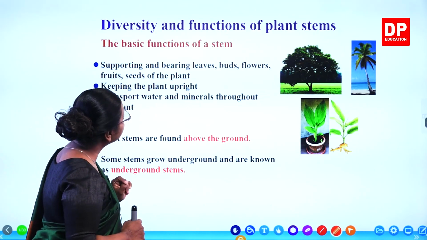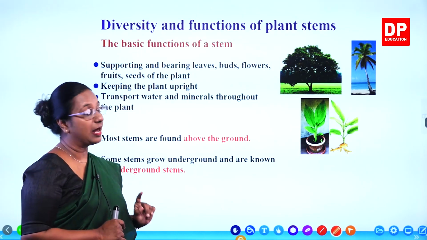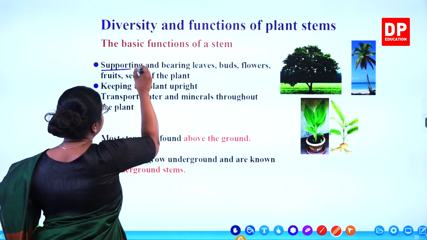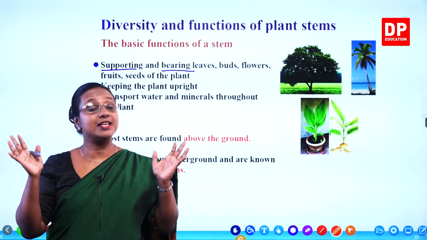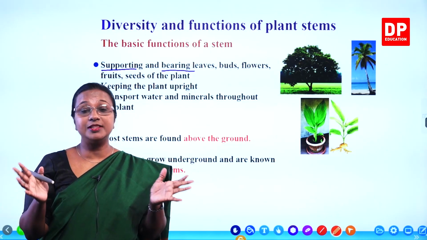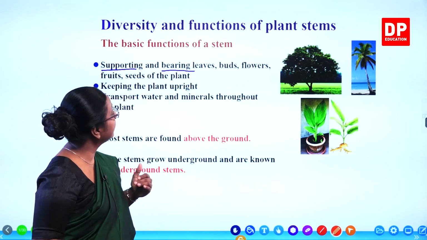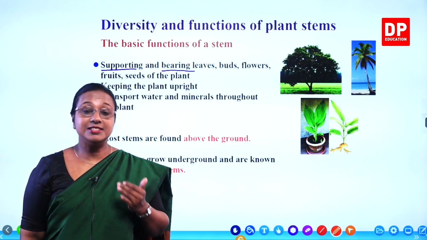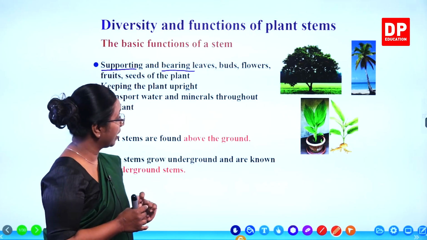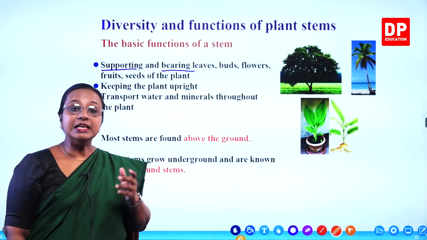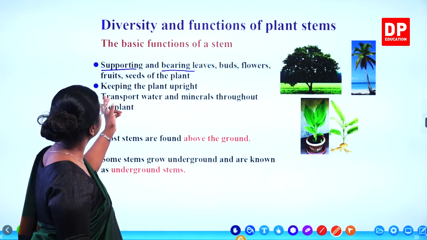Supporting and bearing leaves, buds, flowers, fruits, seeds of the plant. So, what is the function? Supporting and bearing. It supports the branches as well as it carries all the parts of the shoot system, that is leaves, buds, flowers, fruits and seeds. So, that is bearing those parts. That's the first function.